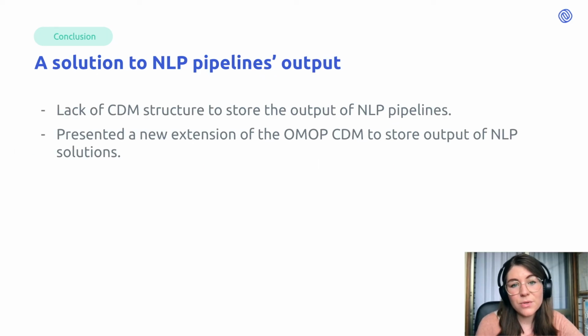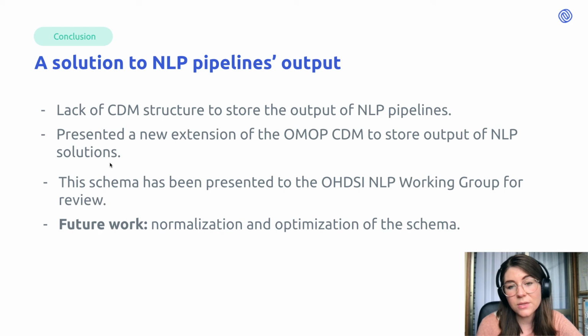So we have introduced a new extension to the OMOP Common Data Model able to store the output of NLP pipelines. This schema has already been successfully tested in several production environments and has already been presented to the OHDSI NLP working group. As future work, we are working on normalizing and optimizing this schema since, as I already mentioned, the output volume of these NLP pipelines is extremely high.